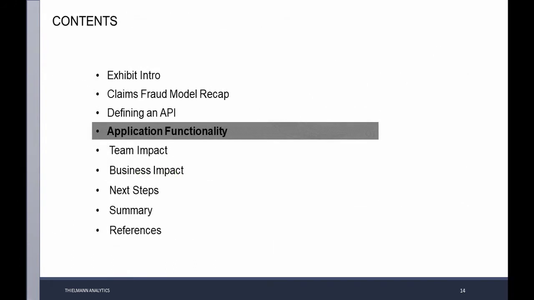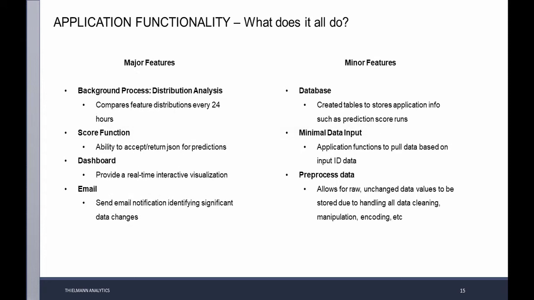Now let's take a look at some of the functionality of the application. Some of the major features, as we already explained, were the background processes that run every 24 hours, a scoring function so we can provide a prediction from our model, a dashboard, and then an email that's generated. Some of the minor features are database tables and calls, the ability to have minimal data input, as well as pre-process our data in real time.